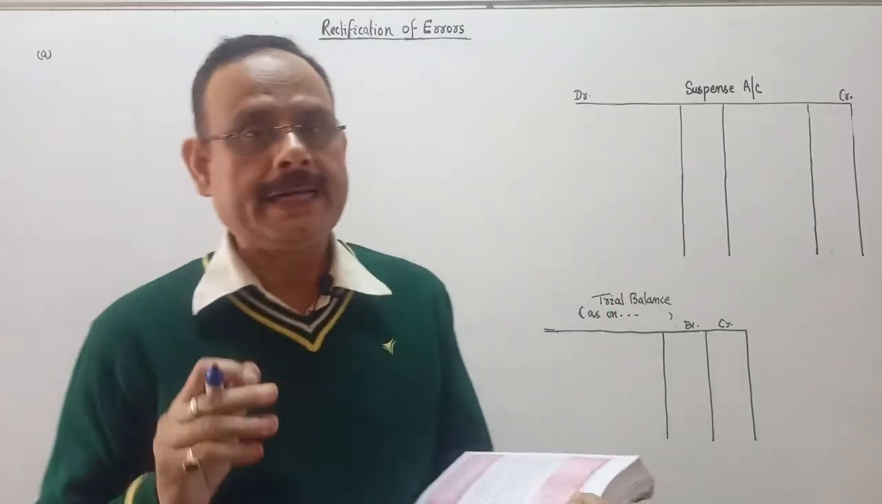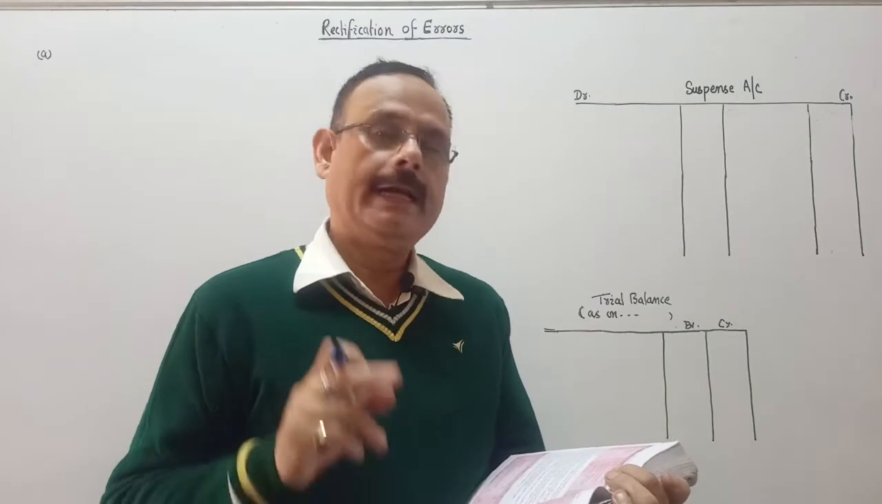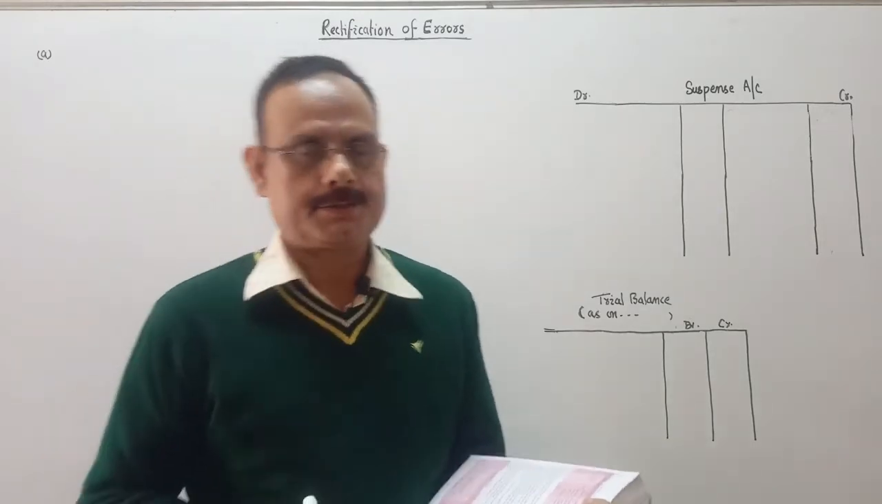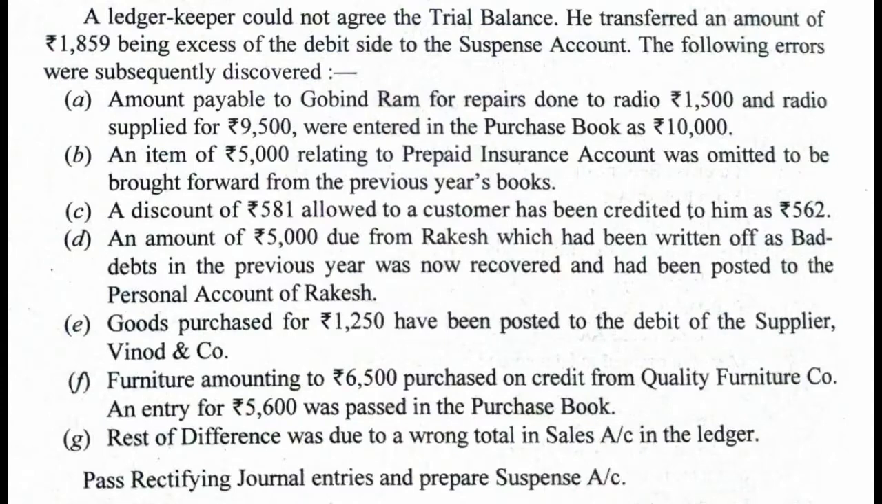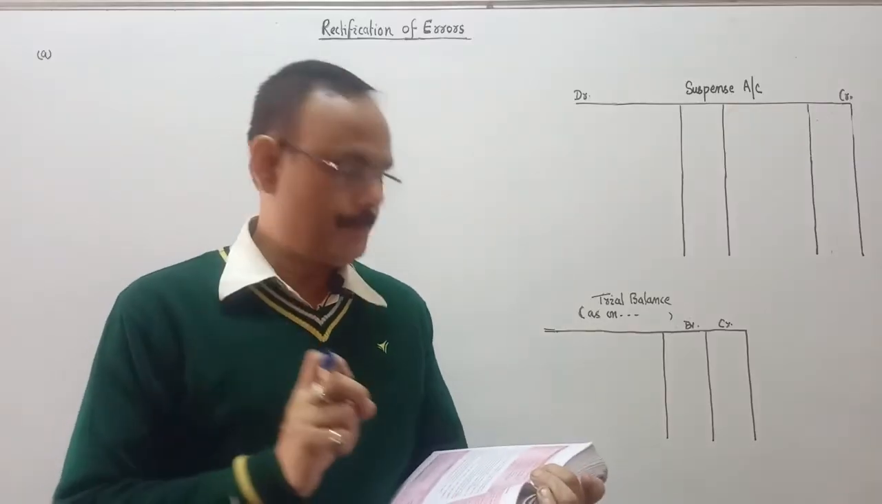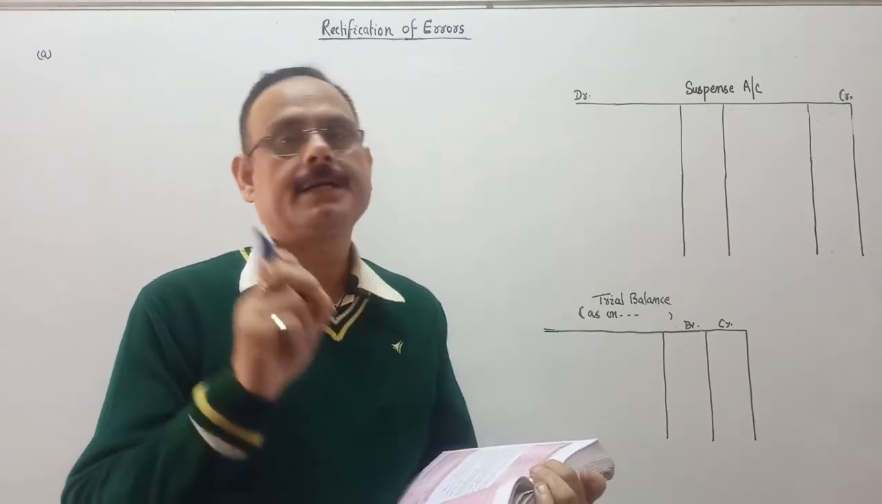Now come to the next question related to rectification of errors. So the question is, a bookkeeper could not agree the trial balance.